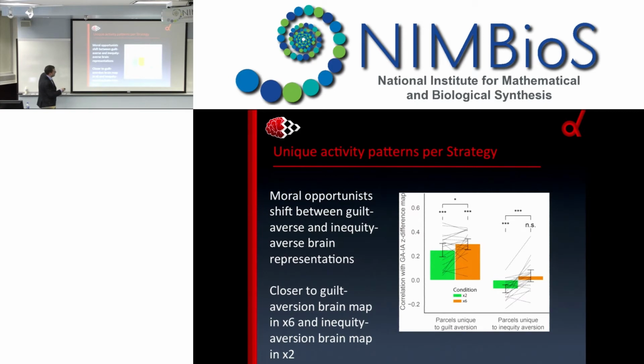I have a PhD student who's entirely too fond of complicated graphs, so I didn't have time to shout at him about this one. But what this is basically showing is that we can also look at these moral opportunists, right? These are people whose behavior switches. So one question we asked: is there a brain system of moral opportunism, or are they simply recruiting the two different strategies depending on what's optimal? And it seems to be the latter case. They shift between these guilt-averse and inequity-averse brain representations as a function of what's monetarily optimal.